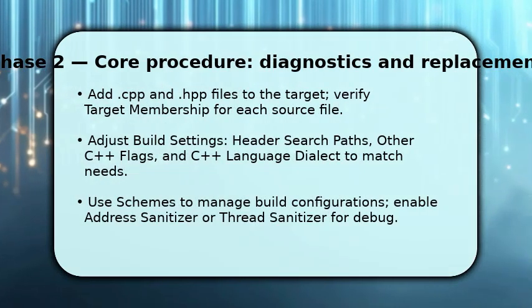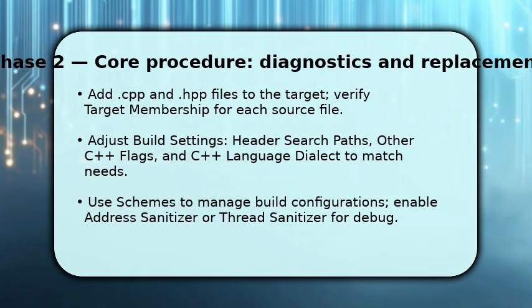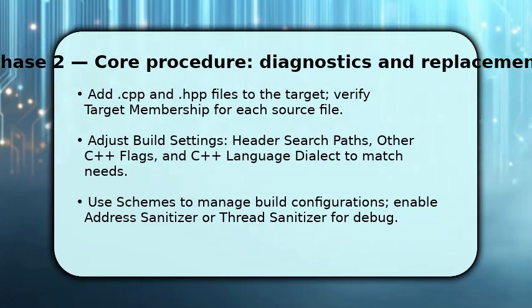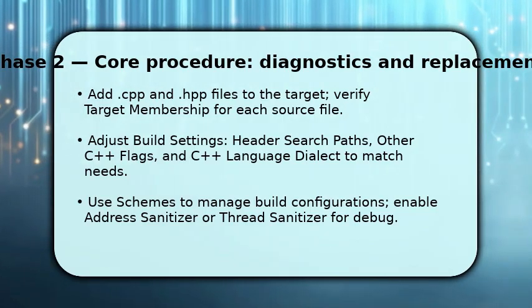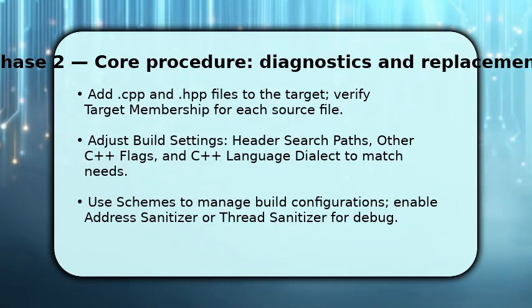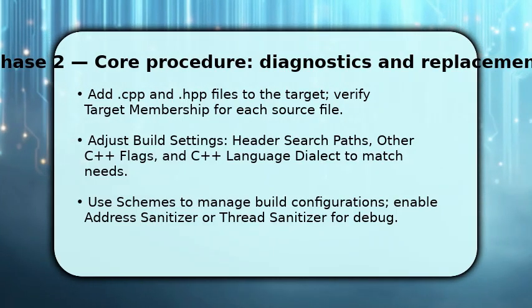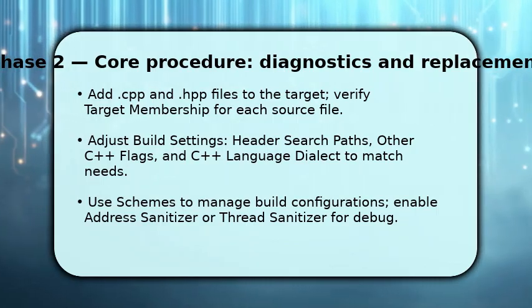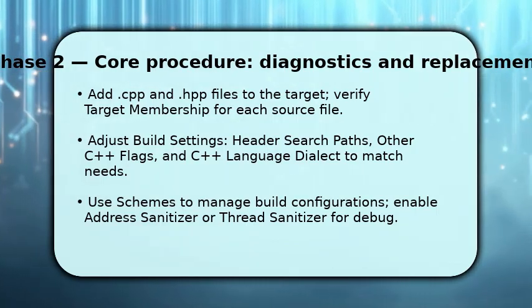Now you add your source files to the project and verify target membership so they compile with the chosen target. Once files are added, open build settings and set header search paths and other C++ flags. This lets you include third-party libs and enable warnings or optimization flags.